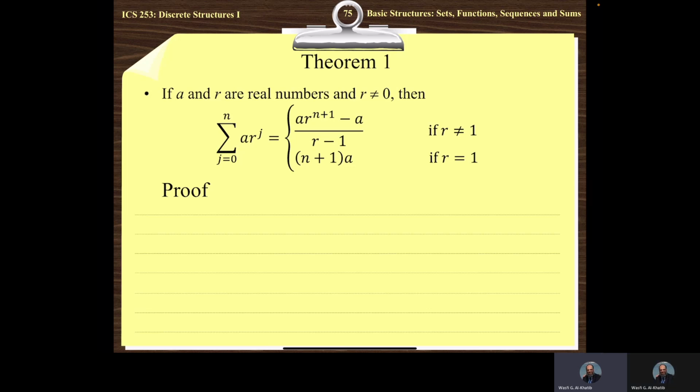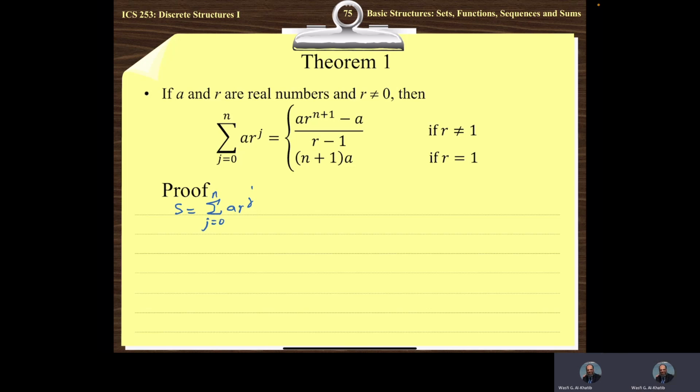Let's write, because this is what I want. I want to find a formula for S, which is equal to the sum of a r to the power j, from j equals 0 to n. Right? From j equals 0 to n. Okay.